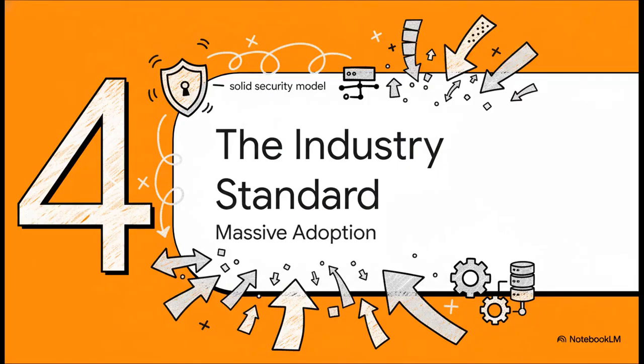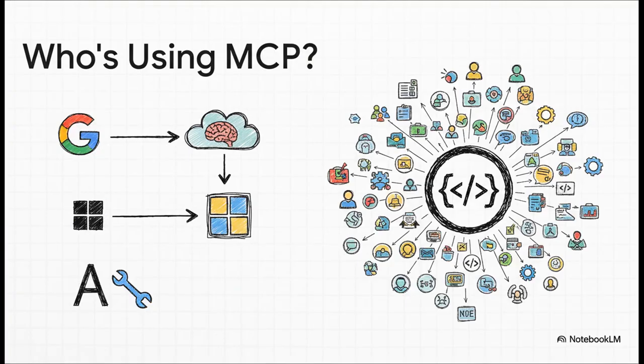So, we have a great design and a really solid security model. But a standard is only as good as the number of people who actually use it. And this is where MCP's story gets truly remarkable. And look, this is not some niche protocol. The absolute giants of the tech industry have thrown their full weight behind it. Google built it right into Vertex AI and Gemini. Microsoft integrated it directly into VS Code and Copilot Studio. Anthropic, of course, is leading the charge. And on top of that, a massive open source community is building thousands of ready-made servers for anyone to use. Let's just be honest, MCP has already won.